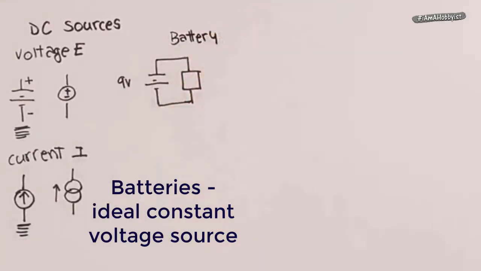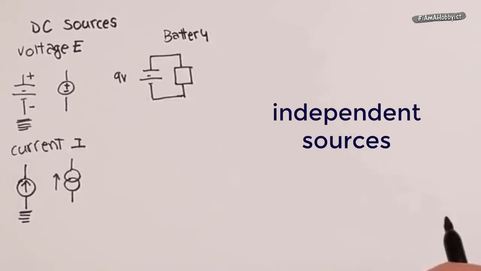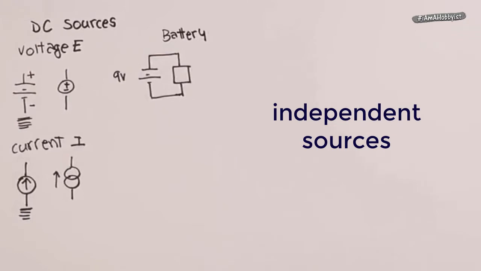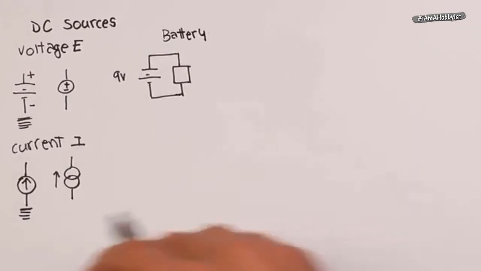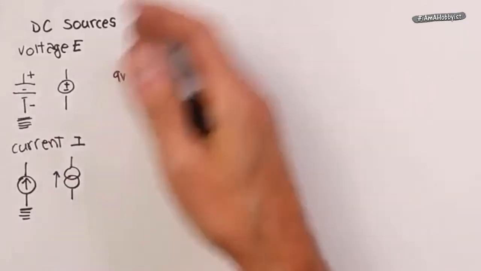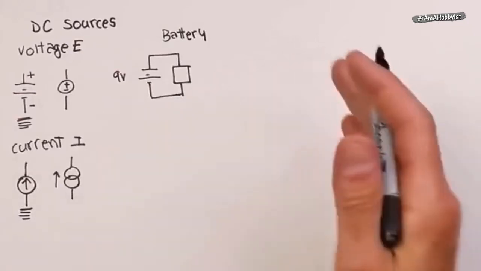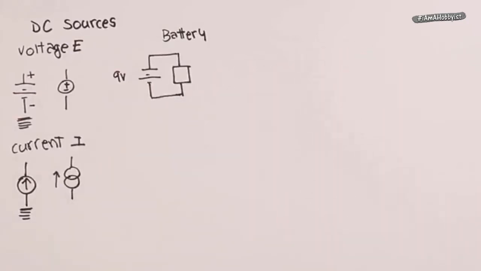So these are also referred to as independent sources. We say they're independent because nothing really affects them. They're independent of any other voltage or current in the circuit. As you will see, there are also things called dependent sources, but we won't see those for a little while yet. Those are often used to model active devices like transistors.